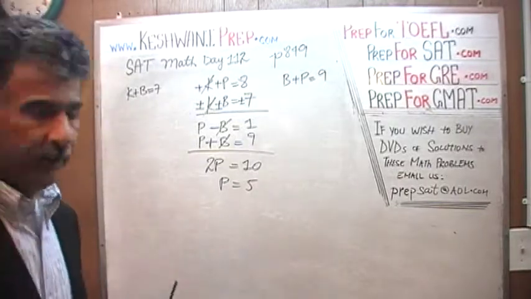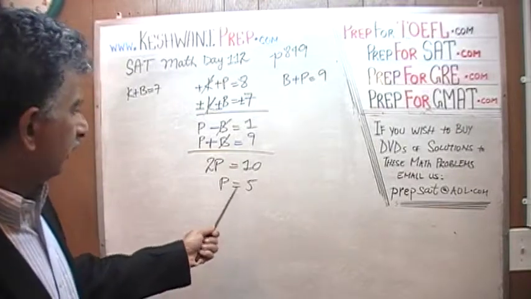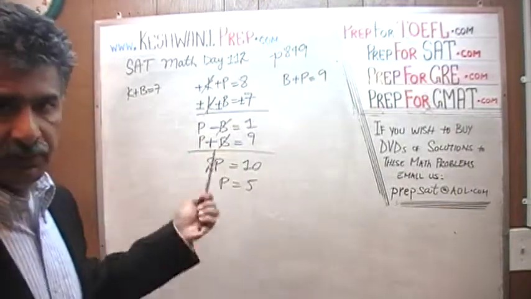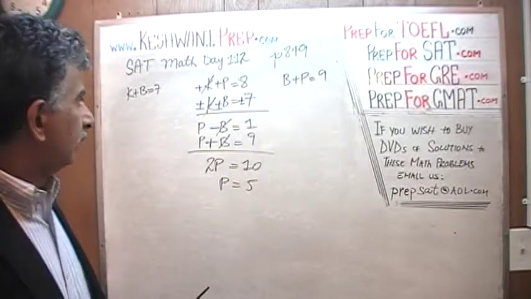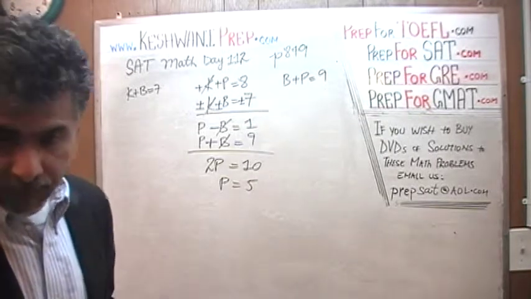Let's do the next one, shall we? Now at this point, if you want, you can actually go back and verify everything. Put the p equal to 5 here, work on the other 2 equations, find the kitten and the bunny, and you can verify everything if you wanted to. I'm not going to do that right now. Number 8.